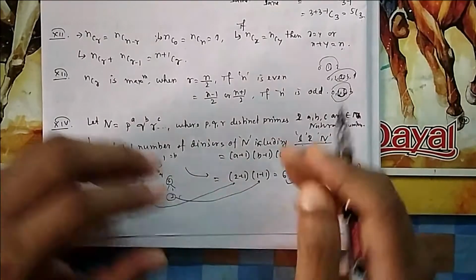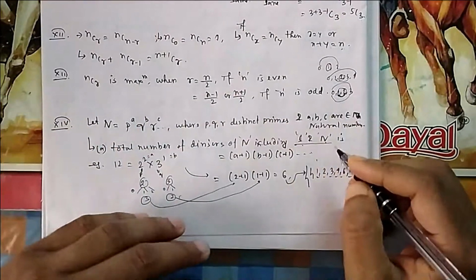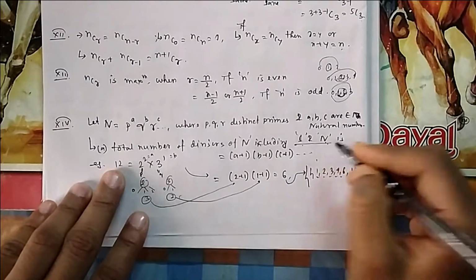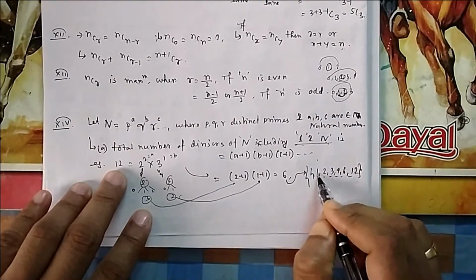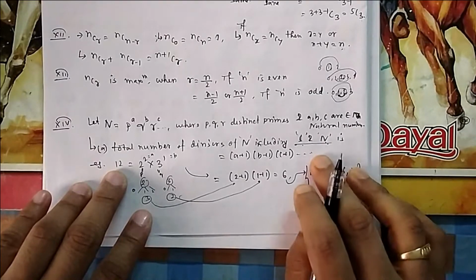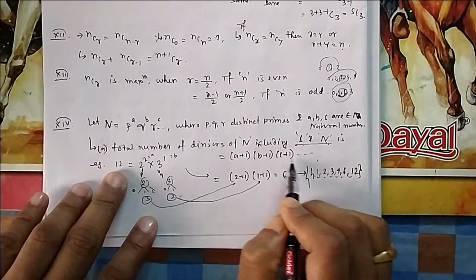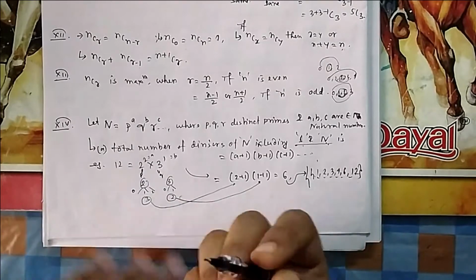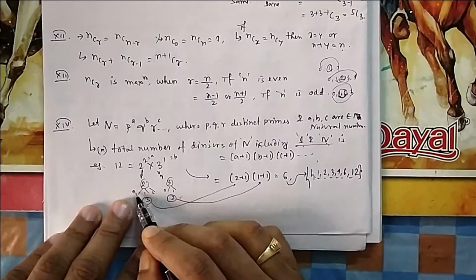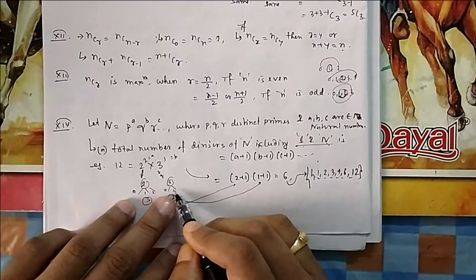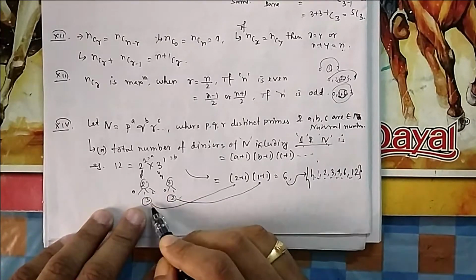If you take 1 and n both, because a number is divisible by itself also. Suppose 12. So 12 is divisible by 12, so 1 and 12 both are divisors. If you neglect these two, you have to subtract. So what is the formula? a plus 1, b plus 1, c plus 1. Either way you can select. There are 2's and 3's. How many 2's are there? 2. You can select 0 twos, 1 two, or 2 twos. You may select 0 threes or 1 three. So in total you get 3 into 2.